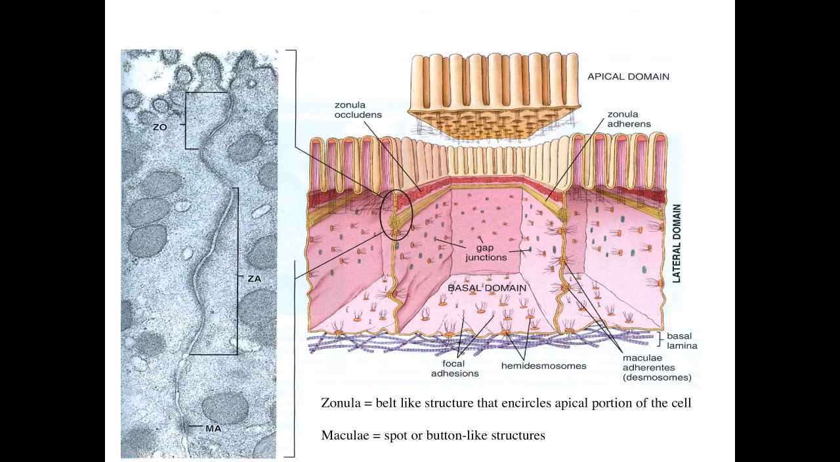So first, let me just define something and just say that a zonula is a belt-like structure that encircles the apical portion of the cell. So you'd have a zonula occludens wrapping around the apical portion of cells, this being one cell or a portion of one cell, this being a portion of another cell. So the zonula occludens wrapping around the apical boundaries of these cells, the zonula adherens just below the zonula occludens, but also wrapping around the apical boundaries of cells. So zonula, a belt-like structure that encircles the apical portion of the cell, macula, a spot or button-like structures.